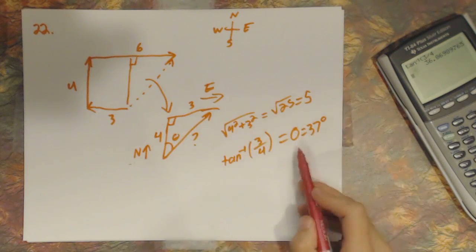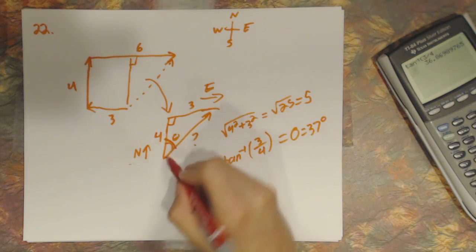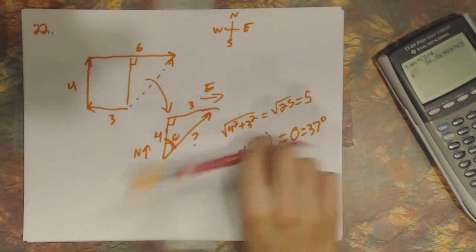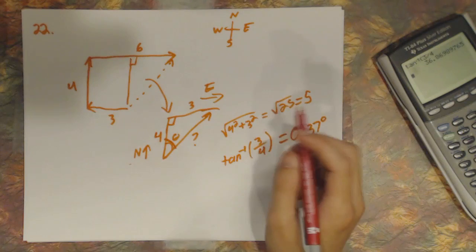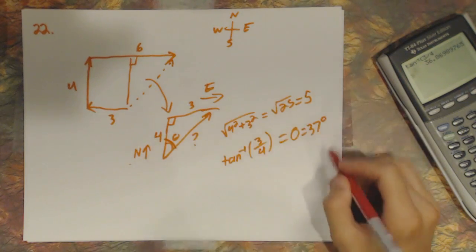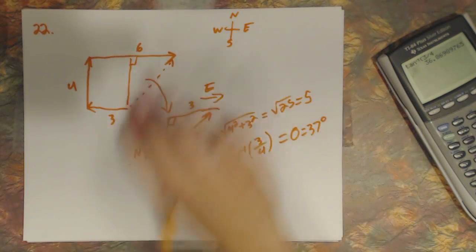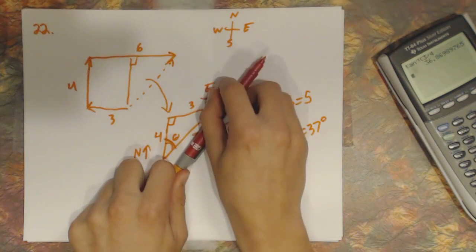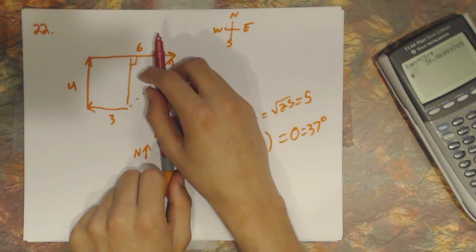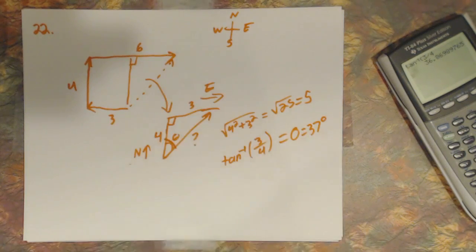So this angle is 37 degrees east of north. I don't know if I said north of east earlier. If I did, I messed up. It should be east of north. 37 degrees to the east of north. Because if you're going north and you move 37 degrees, you'll be 37 degrees east of north.